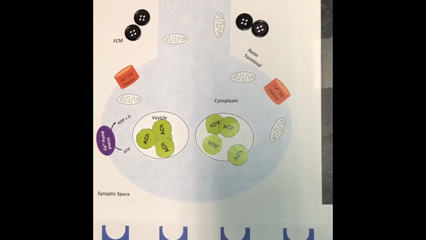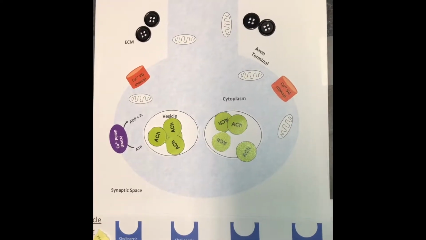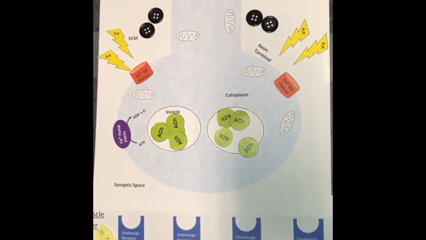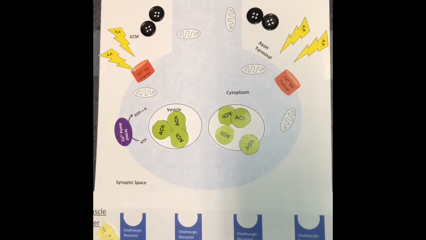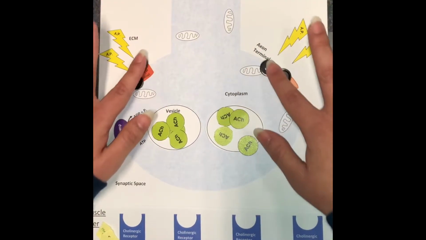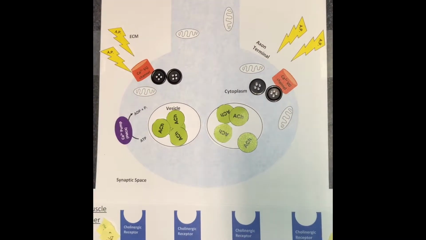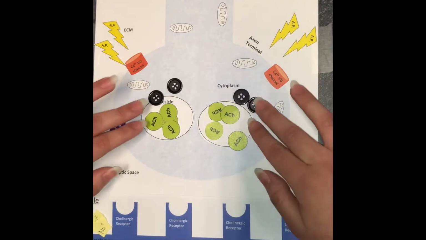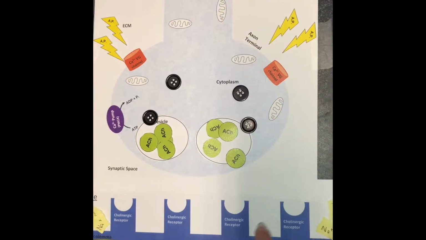Step 1 is excitation. Action potential moves along the neuron to the axon terminal. It reaches the voltage-gated calcium channels, which opens them and allows calcium to enter the cytoplasm. The calcium binds to the synaptic vesicles and pushes them down and triggers them to release the acetylcholine.